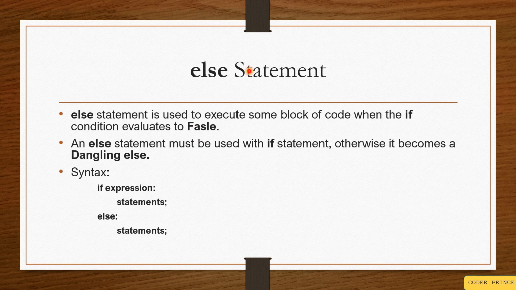Else statement. The else statement in Python is used to execute some block of code whenever the if condition evaluates to false. An else statement must be used with an if statement, otherwise it becomes a dangling else. That means an else without an if statement. A dangling else throws an error.